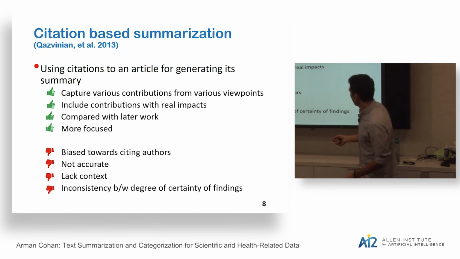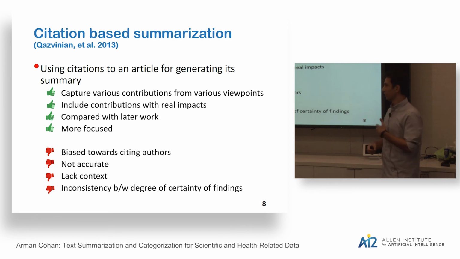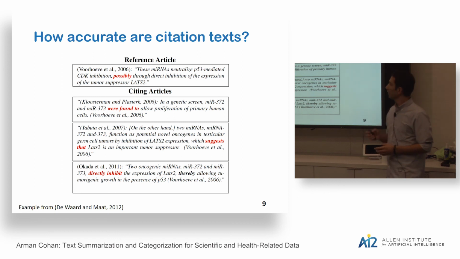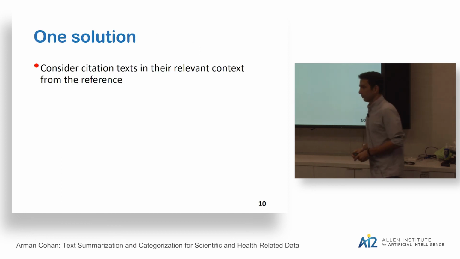And there's another problem called inconsistency between degree of certainty of findings, which is a serious problem, especially in the biomedical domain. I have an example here. The reference article on top talks about the possibility of a drug curing a cancer, just a possibility. But when people later on talk about it, they talk about it as if it directly solved that cancer tumor, which is not what the original author meant. So if you take all these and generate the summary of the paper, you will have a summary that is not accurate. So what's the solution?